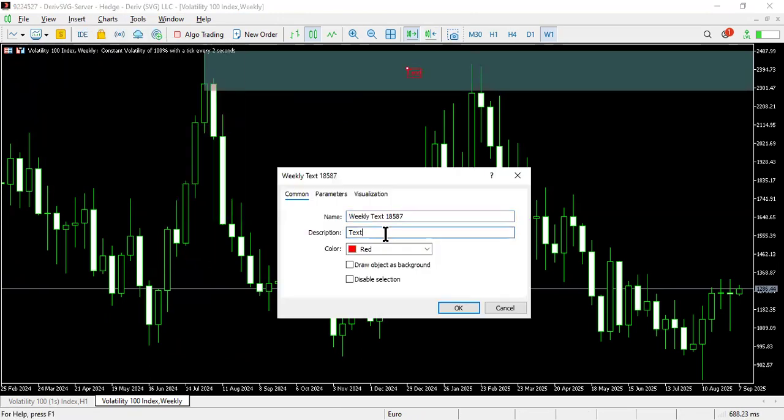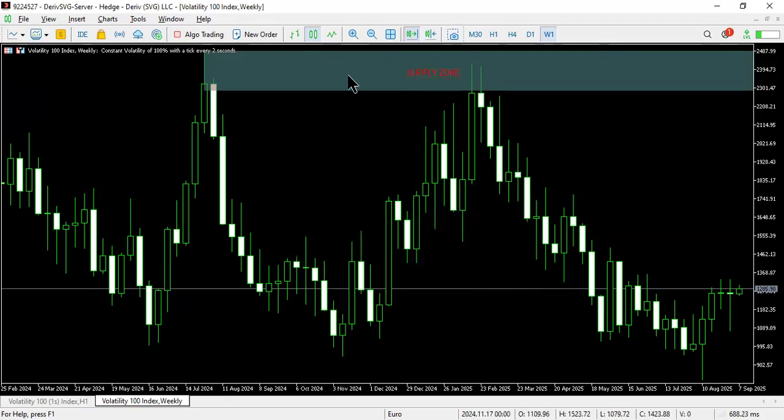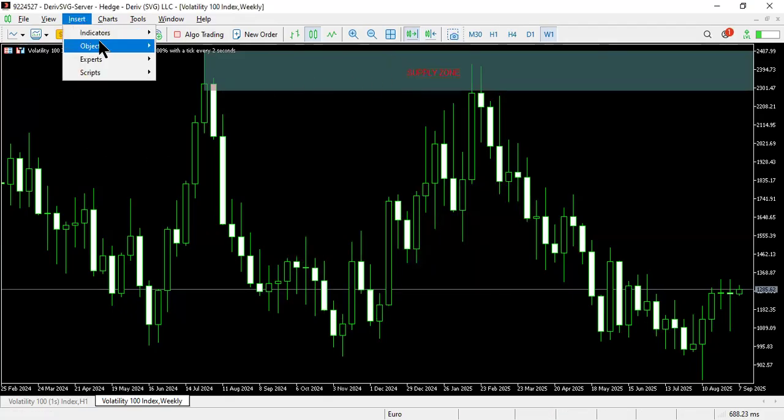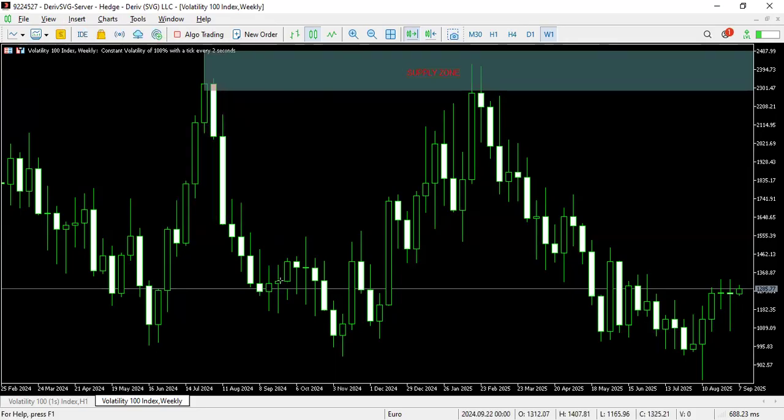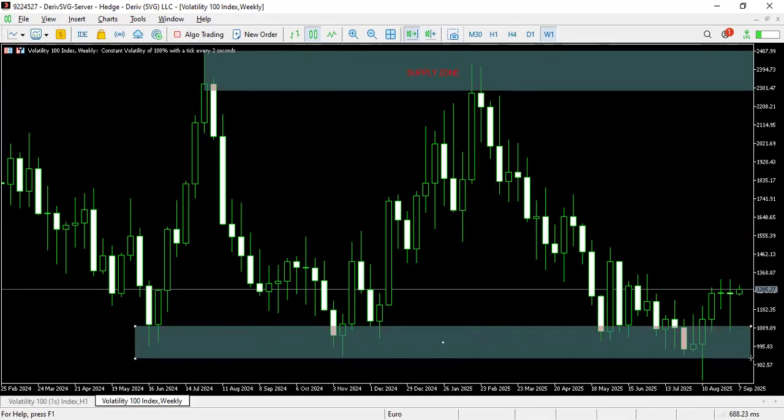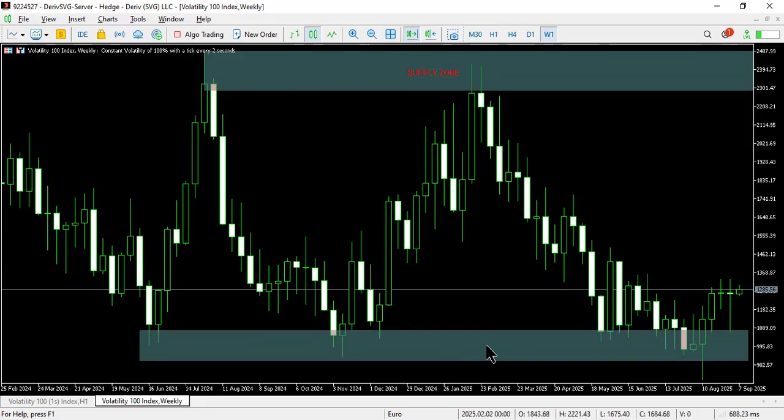So that is our supply zone. And we have our demand zone right here, where price has been reacting for the past month.